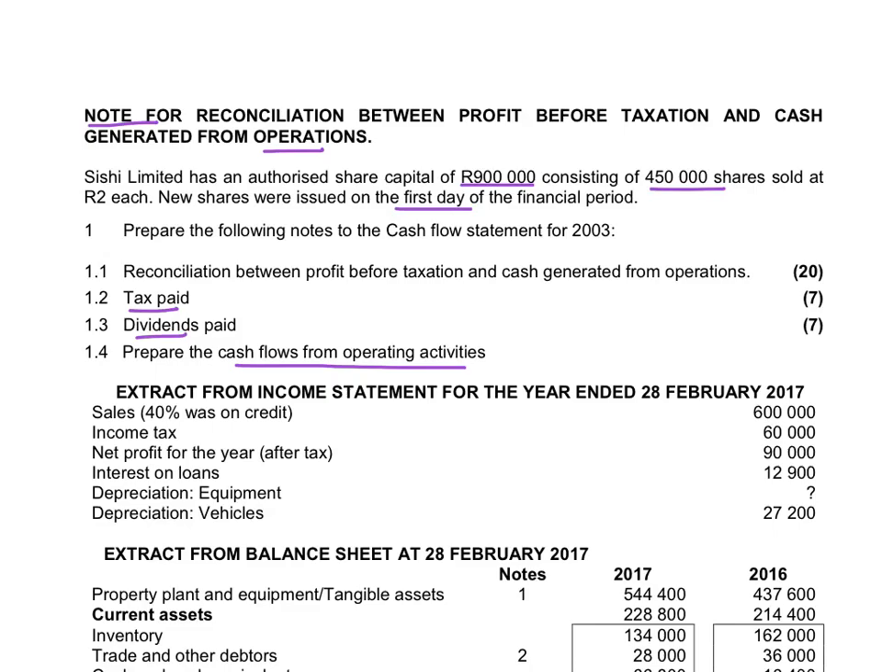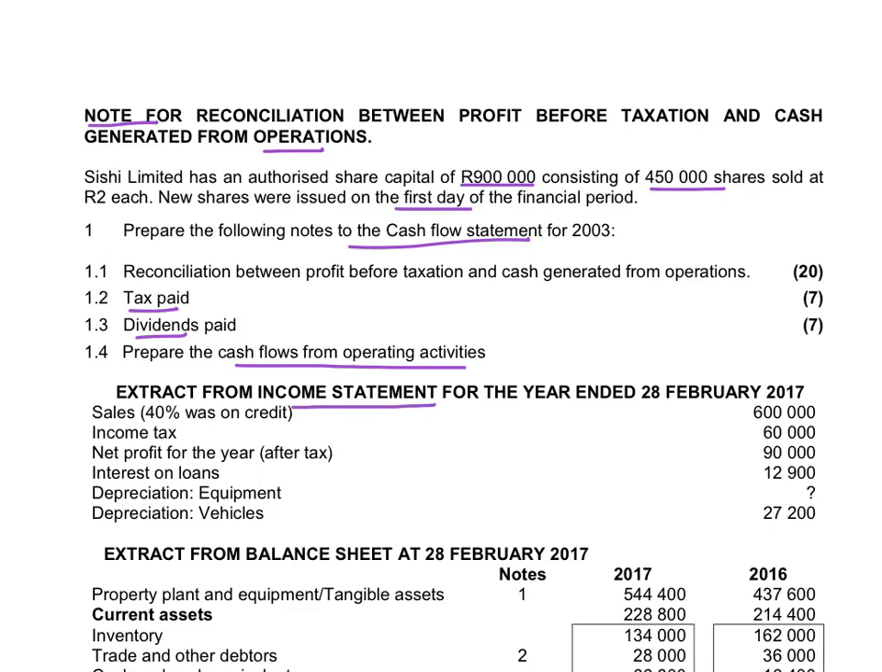To complete this first note on cash flow, it means that we have to look and see what is the inflow or outflow as a result of income and expenses. All my income and expenses are recorded in the income statement. Therefore, I will go to the income statement and see what is the information that's given to me there.